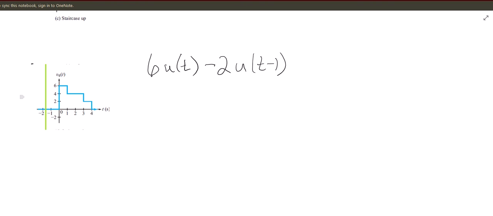And then the next change happens at 3. And at 3, it's going down by another 2, so that'll be minus 2u of t minus 3. And then the last change occurs at 4, and at 4, it's going down by another 2, so that's minus 2u of t minus 4. And if you look here, you can see that what we have is 6 minus 2 minus 2 minus 2. That gets you back down to 0, which is where we are by the time we get to t equals 4.